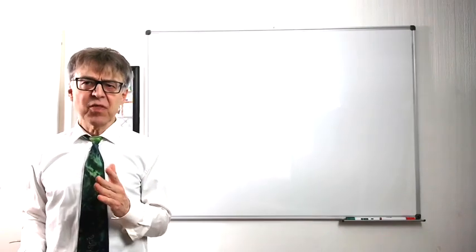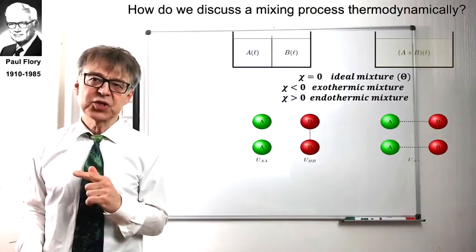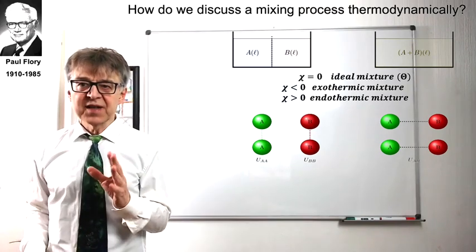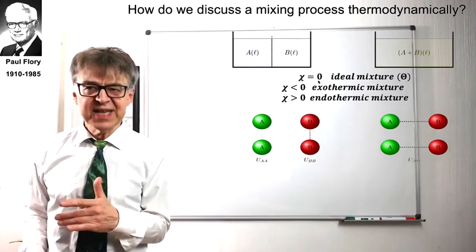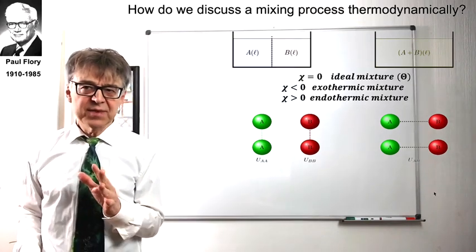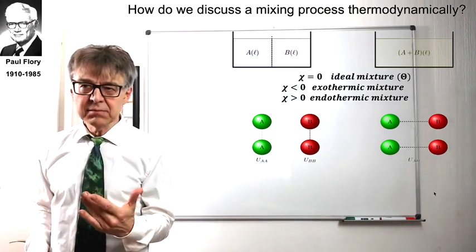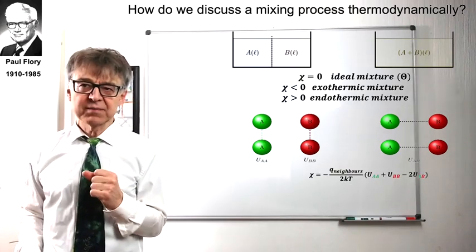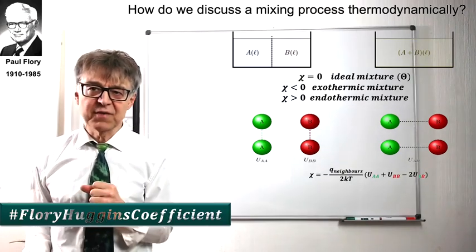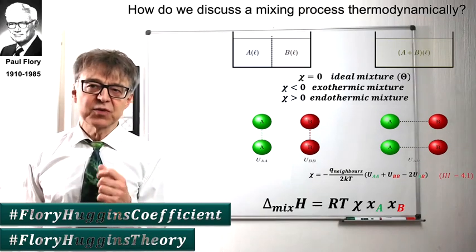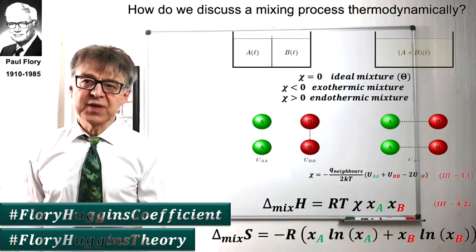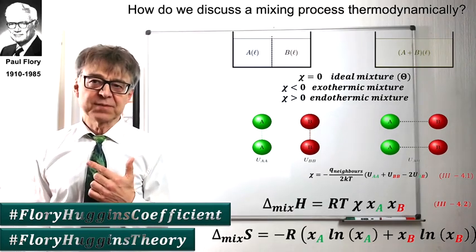Flory and Huggins thermodynamically analyzed the mixture of two components. Depending on the magnitude of the intra-component and the intercomponent interactions, the mixture is either ideal, exothermic or endothermic, expressed by the Flory-Huggins coefficient chi. The theory derives equations that can be used to calculate enthalpy, entropy and free energy of mixing.